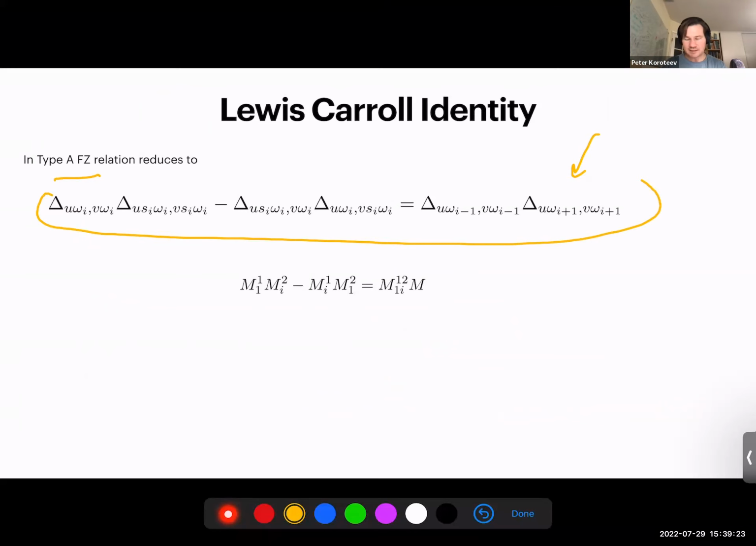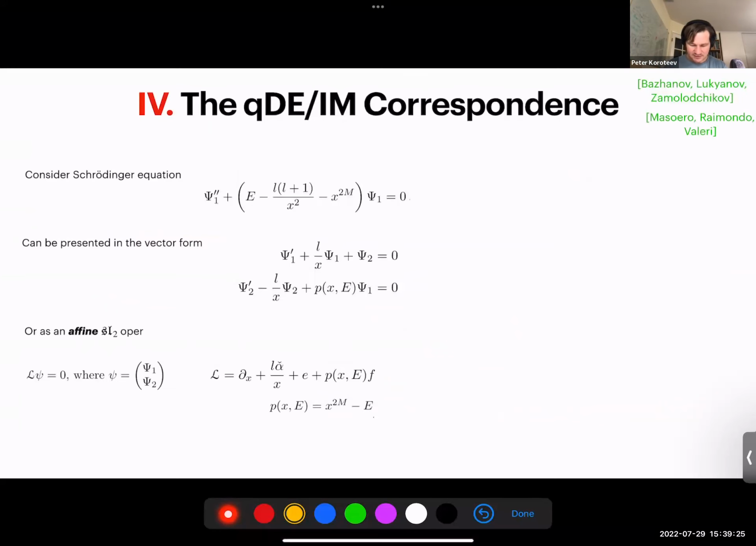Right. So I think I'm out of time. I have several slides about the BLZ, so if you give me like 3 minutes, I can do that. If not, then I can stop here.